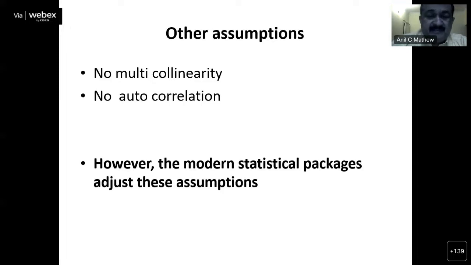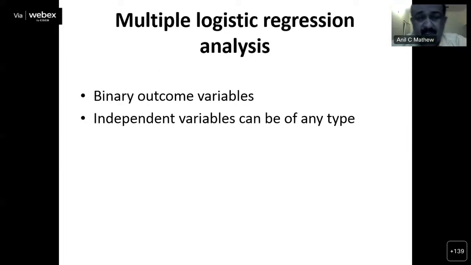So we have other assumptions also there. No multicollinearity, no autocorrelation. However, the modern statistical package, especially after 22 SPSS version onwards, they adjust this assumption. Otherwise, we may have to look into this multicollinearity and autocorrelation before running the multiple regression analysis.